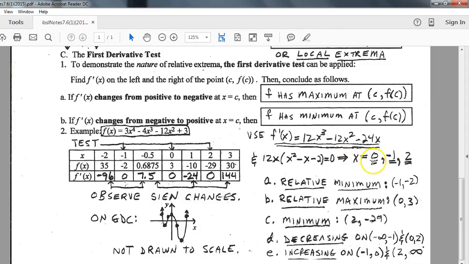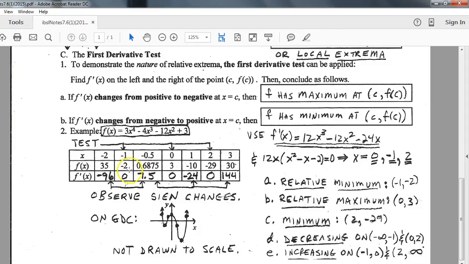So if I were to plug in 0, -1, and 2 into the original function, then I could get y coordinates to go with them. And that's what you're seeing in this line. If I took 0 and plugged it into the original function, I get 3. So this is one ordered pair. If I plug -1 into the original function, I get this. So that's another ordered pair. And then if I plugged in +2, I get this. So at those 3 points, we have some type of relative extrema. The extra step would be then to figure out what type of extrema they are. Are they a max or a min?